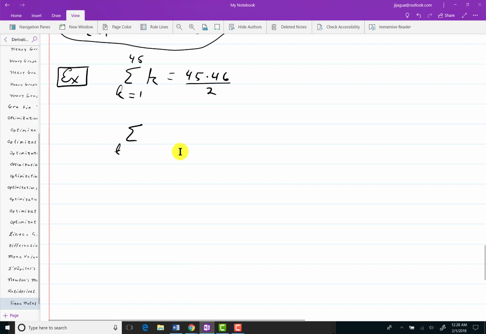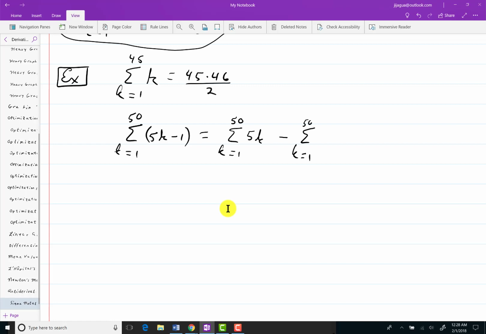Summation k equals 1 to 50 of 5k minus 1. And this is one of the things I wanted to show you as well. You can break this up in the following format. You can do k equals 1 to 50 of 5k minus, and then you can do k equals 1 to 50 of the number 1. You can even go farther than that. Think about this. This is 5 plus 10 plus 15 plus 20. You can factor a 5 out of every single term, so you're able to factor it out of the sum.